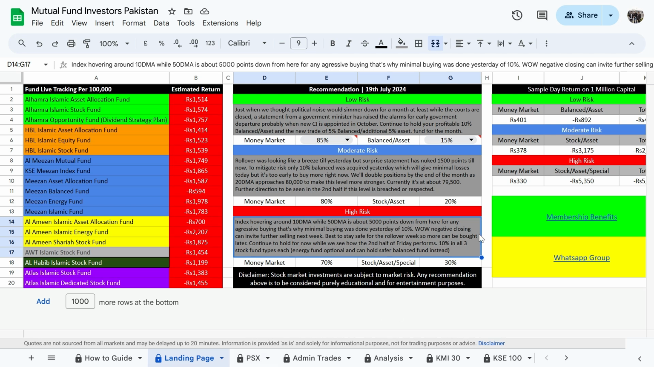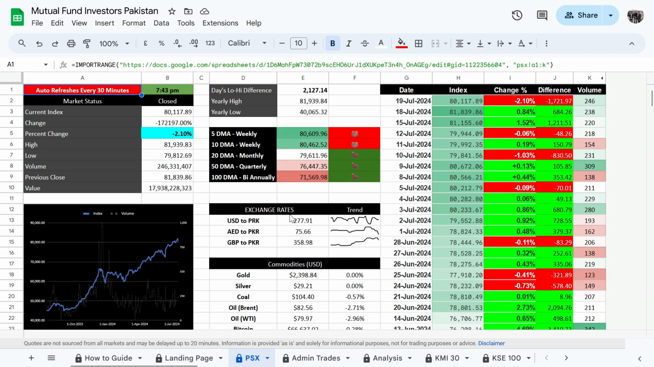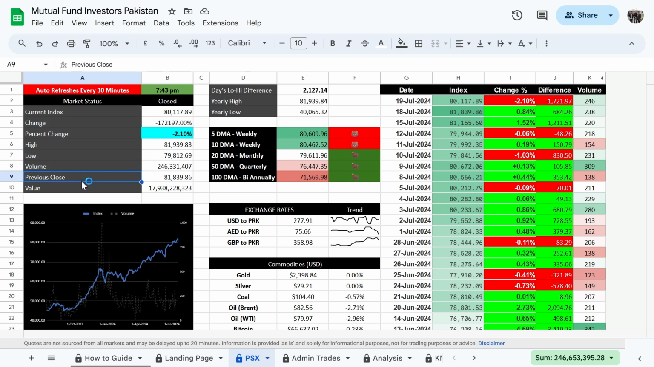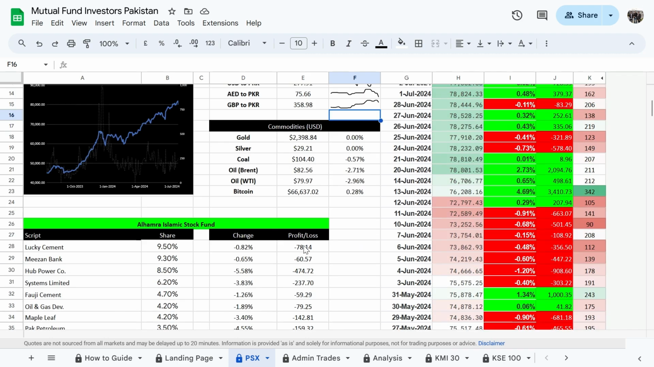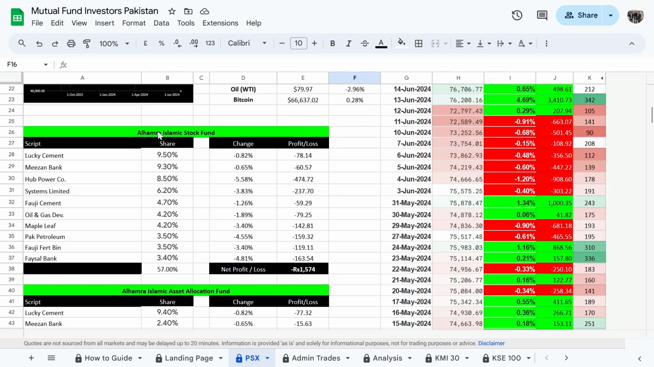Next up is the PSX page, where you can see several quick snapshots of the market drivers, like the daily moving averages or the exchange and commodity rates. On the left, you can see how the market is moving right now, and this portion is automatically refreshed after every 30 minutes. Then, at the bottom, you can see the breakdown of all the funds which we are tracking.